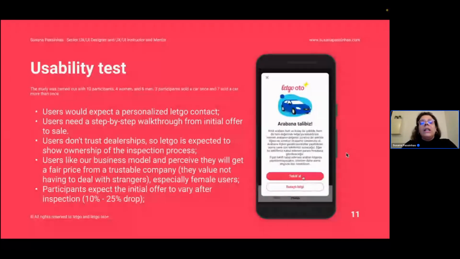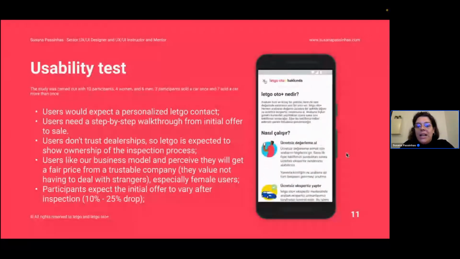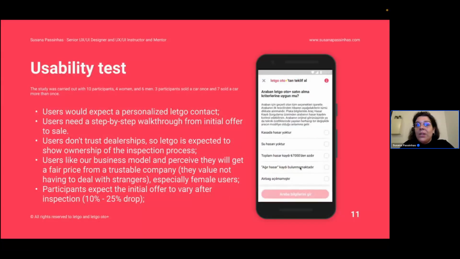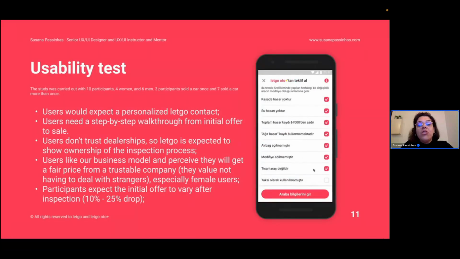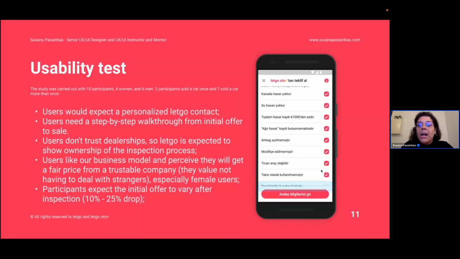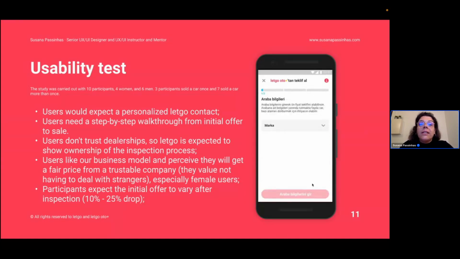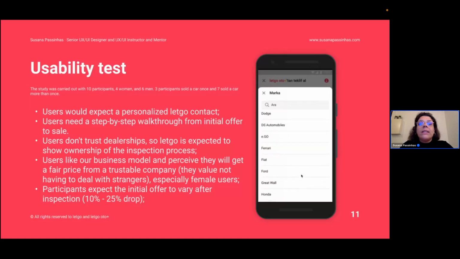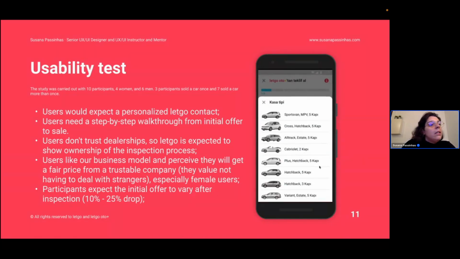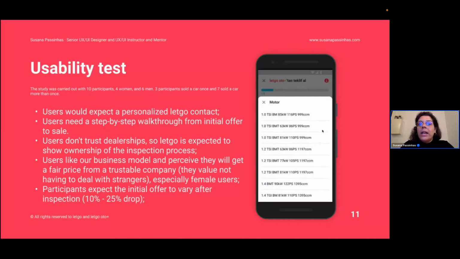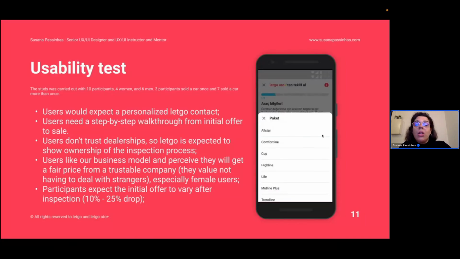What we learned is that users would expect a personalized contact, so they could trust. Users needed a step-by-step walkthrough from the initial offer to the sale of their car. You see here a lot of checkboxes. There are a lot of legal things involved. Sometimes it feels like things are really simple, and they are not, because there are technical constraints, there are legal requirements we need to add, there's this, there's that. We have to manage a lot of things.